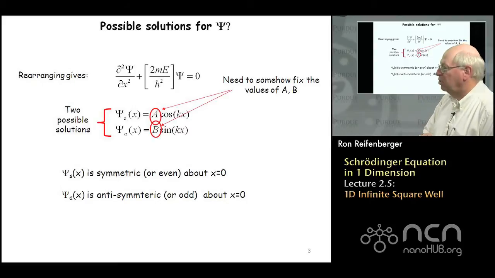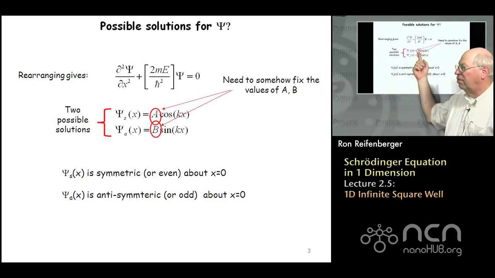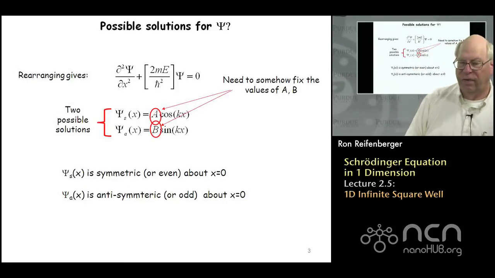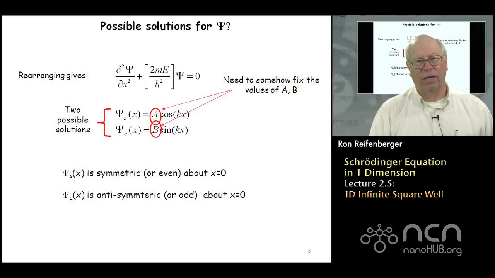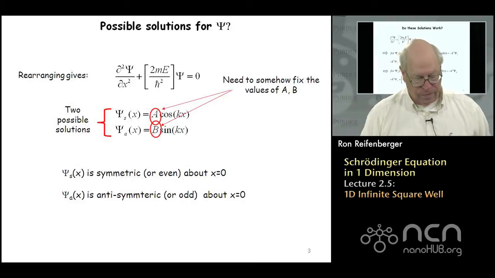You'll notice that these solutions also contain an adjustable constant out front, A and B. We're going to have to figure out what those values of A and B are in the process of solving Schrödinger's equation. So we'll go through that in this lecture also.